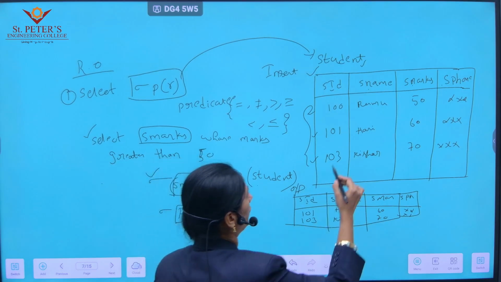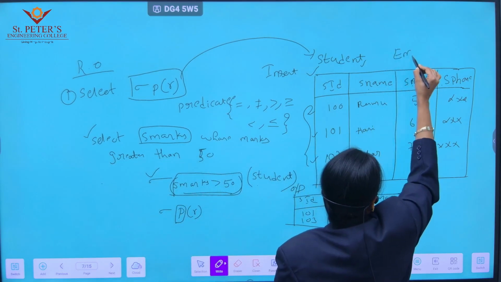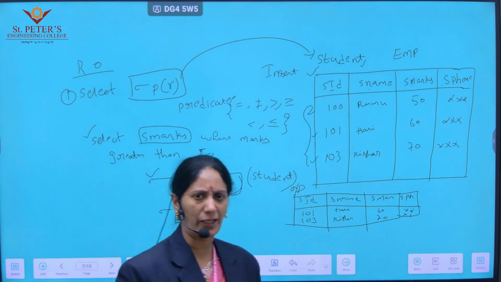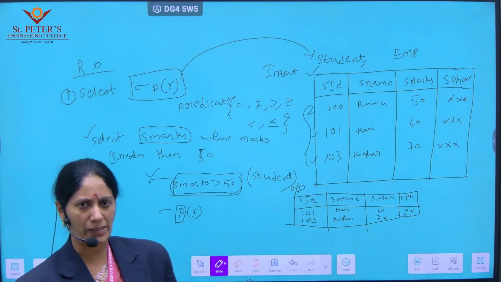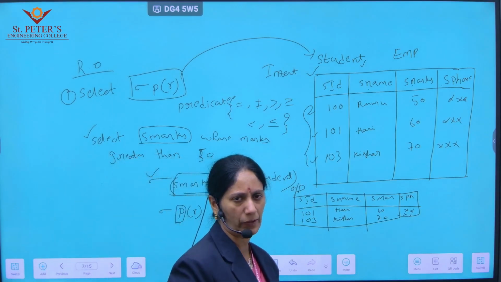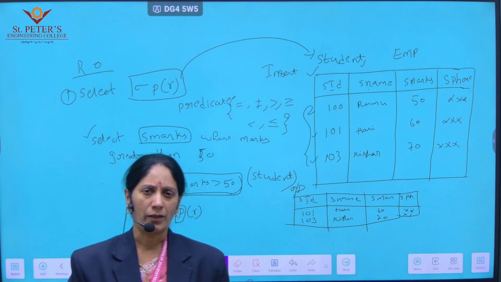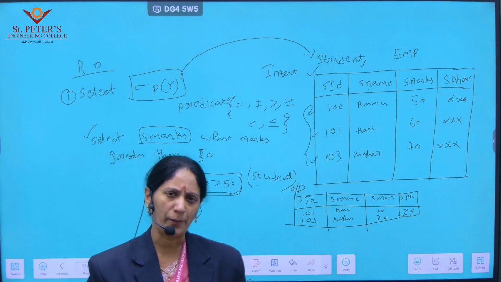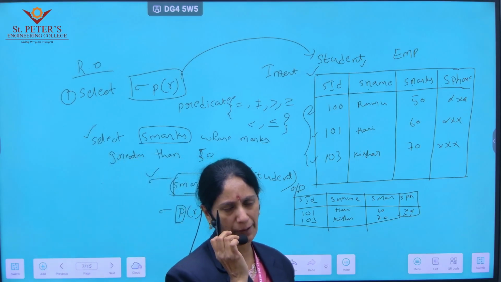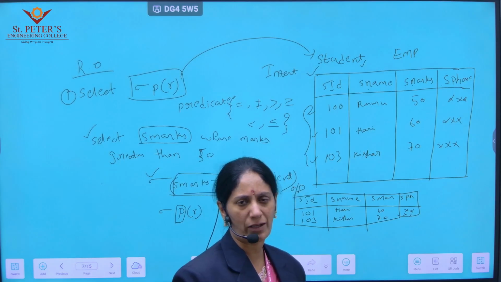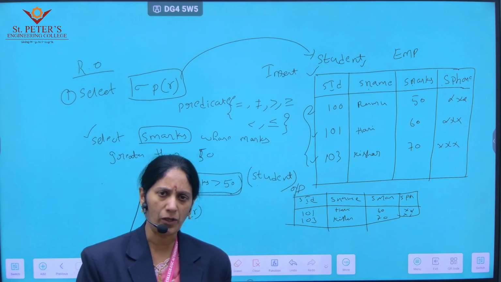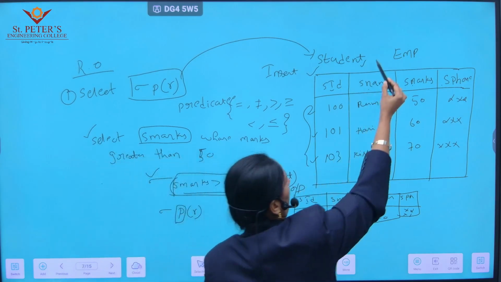Suppose now I want to create one more table, the employee table, EMP table. Can anybody say how to create the employee table? What is the syntax for the employee table? Create table, and the table name is employee. Yes, this is the syntax of the table creation: create table employee.